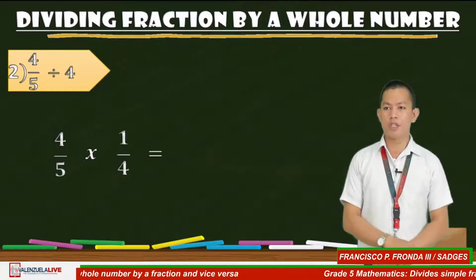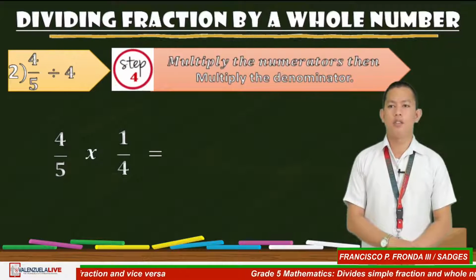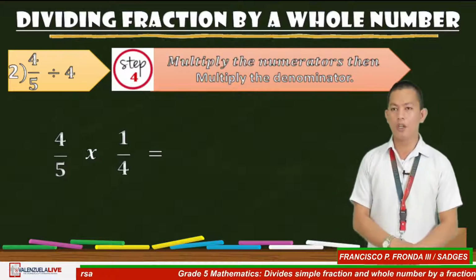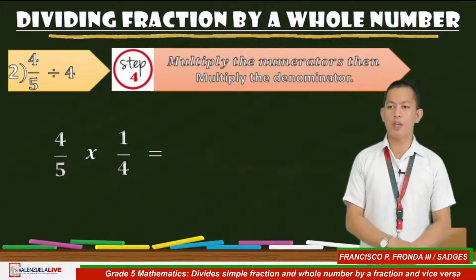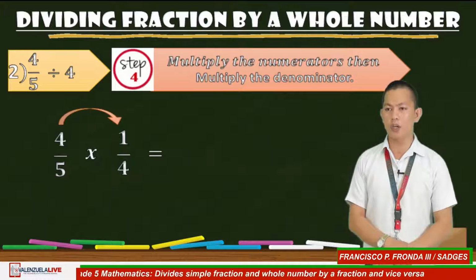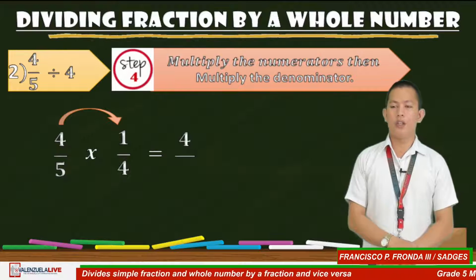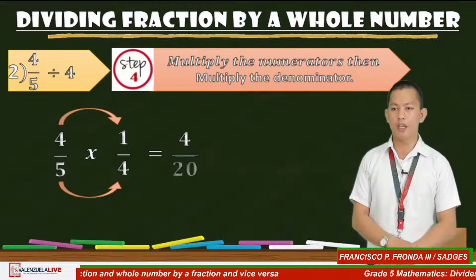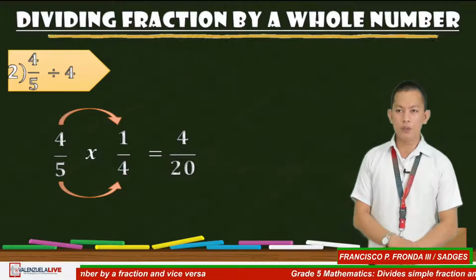Then, let's proceed to step number 4. You're going to multiply the numerators, then multiply the denominators. So our numerators are 4 and 1. 4 times 1, the answer will be 4. And then 5 times 4, our denominators, the answer will be 20. So let's proceed to step 5.